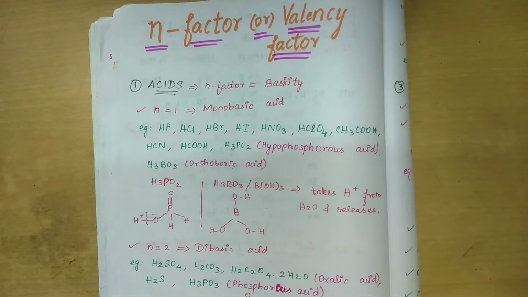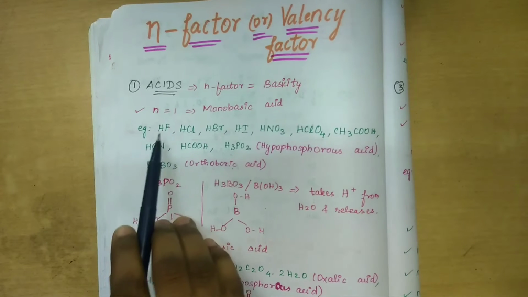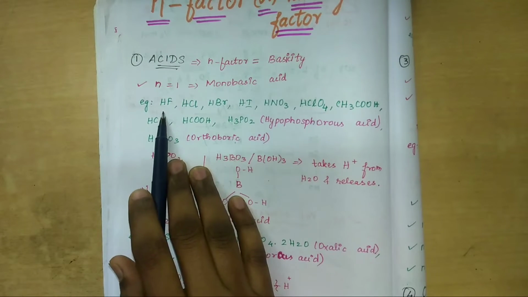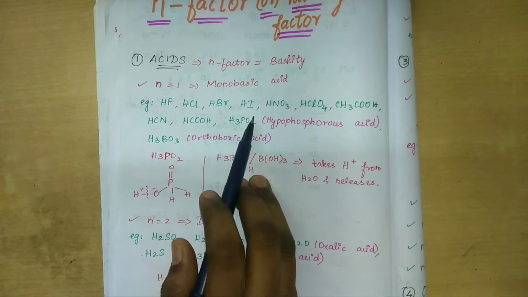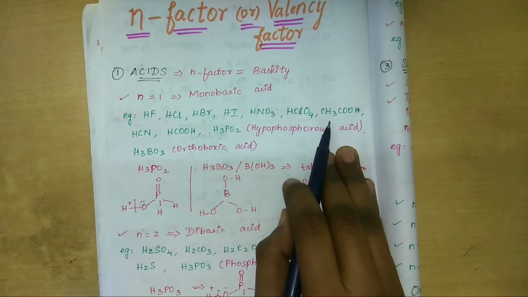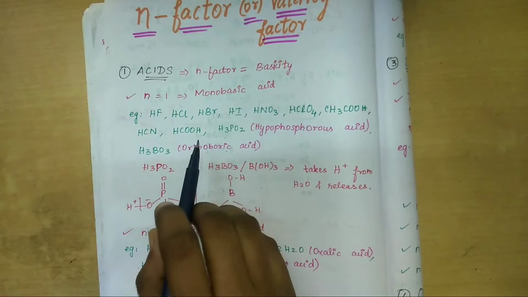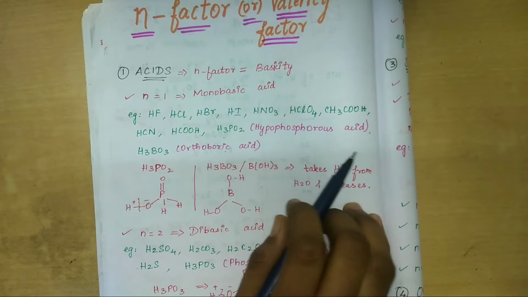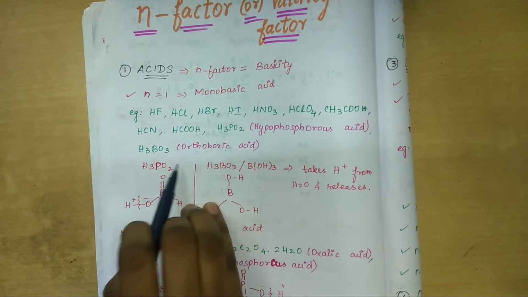If a particular compound releases only one hydrogen ion, it is called a monobasic acid. Examples of monobasic acids are hydrogen fluoride, HCl, HBr, HI, HNO3, HClO4, CH3COOH, HCN, HCOOH, H3PO2, which is hypophosphorus acid, and orthoboric acid.